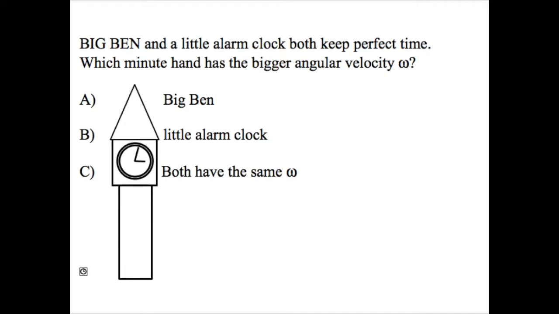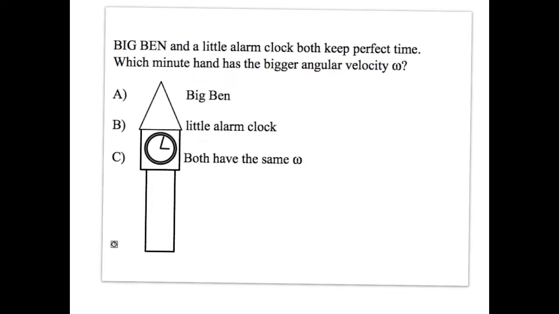All right, so let's just double check really quick and make sure that we're understanding our ideas here. So we've got Big Ben, though technically this is not right. Big Ben is actually the bell inside the Big Ben clock. So we'll talk about the clock on Big Ben and a little alarm clock. You can see the little alarm clock down here, right? There he is. Isn't he so cute?